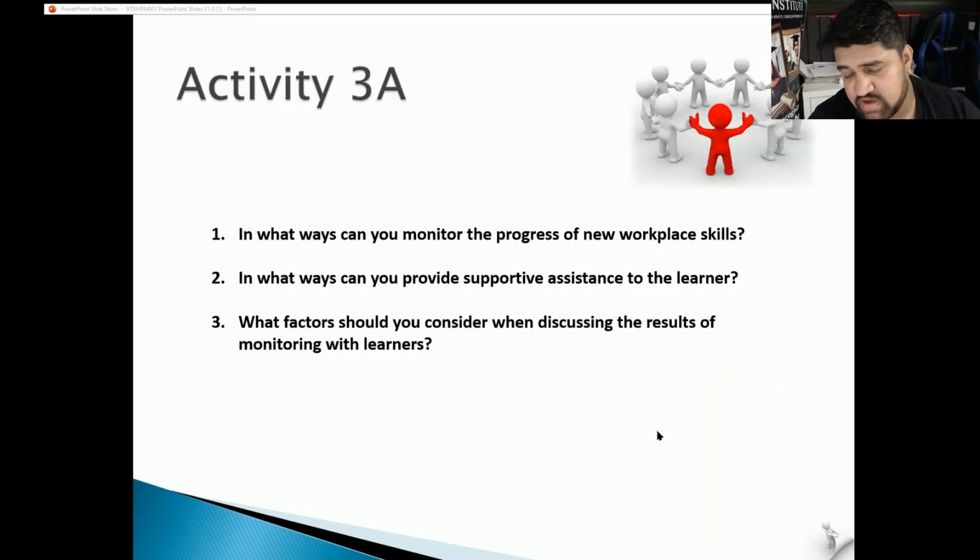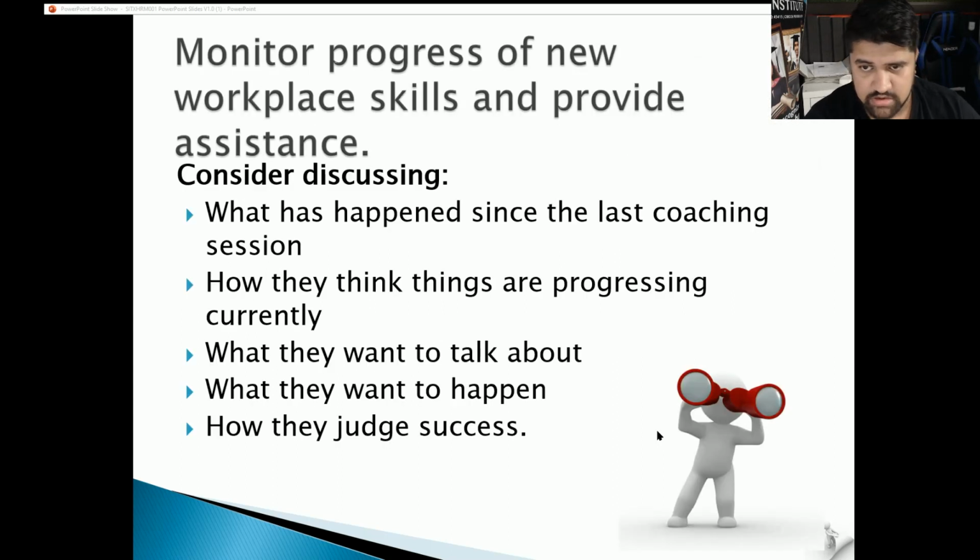In what ways can you provide supportive assistance to a learner? When we're providing assistance, we want to consider what has happened since the last coaching session. We want to think about how they're progressing currently. We want to talk about what they want to talk about, and focus on what they think their weaknesses are. We want to talk about what they think has happened and focus on what the learner thinks their success would be. So ultimately, we can guide their mind around the task and reach what they ultimately want to get to.